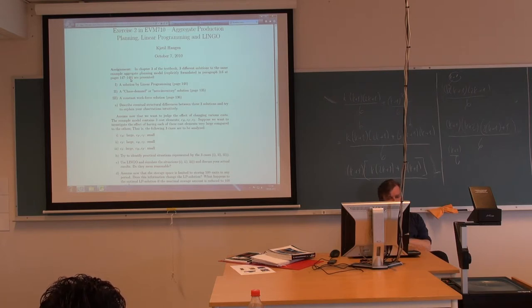Then in C, you should use Lingo explicitly, it says here, and simulate the situations 1, 2, and 3, and discuss your actual results. Do they seem reasonable? So the idea is just to make CH very large and the others small, and just run and see what happens. Try to compare the different solutions and see if you can find any structural differences.